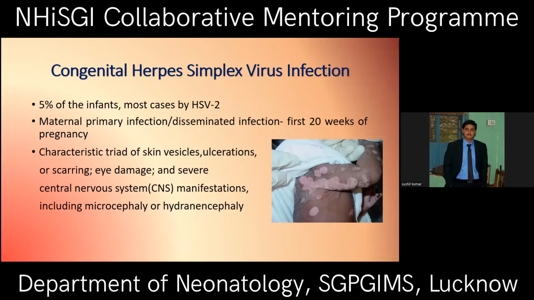These infants have a characteristic triad of skin vesicles, ulcerations or scarring, eye damage, and severe CNS malformations, including microcephaly and hydranencephaly. This triad is not present in almost all of the cases, and only 33 to 35% of the patients manifest with these symptoms.